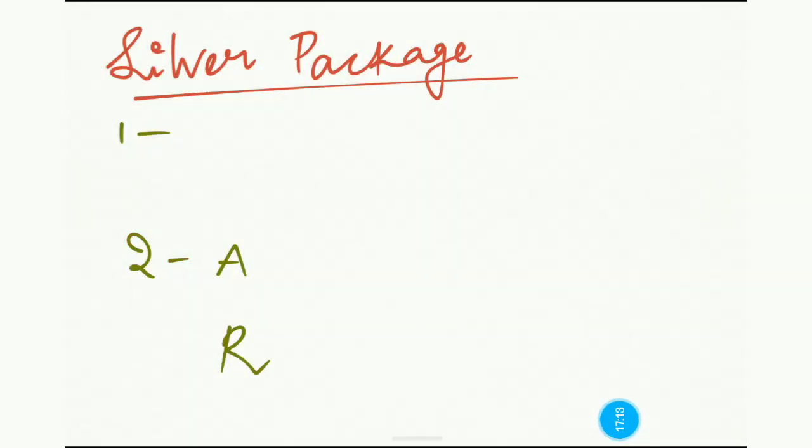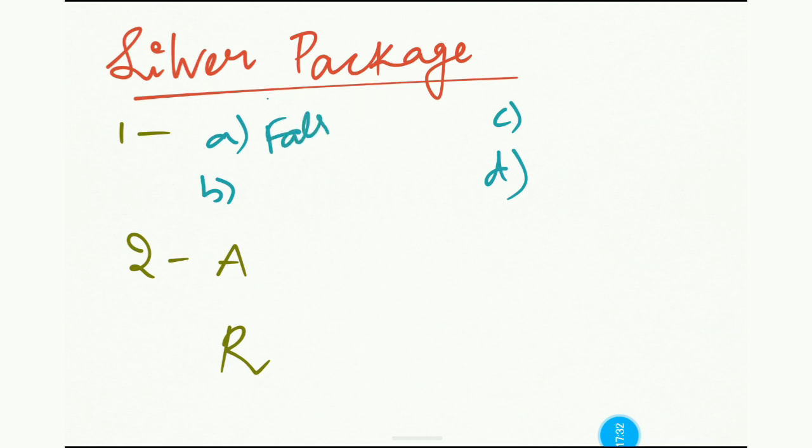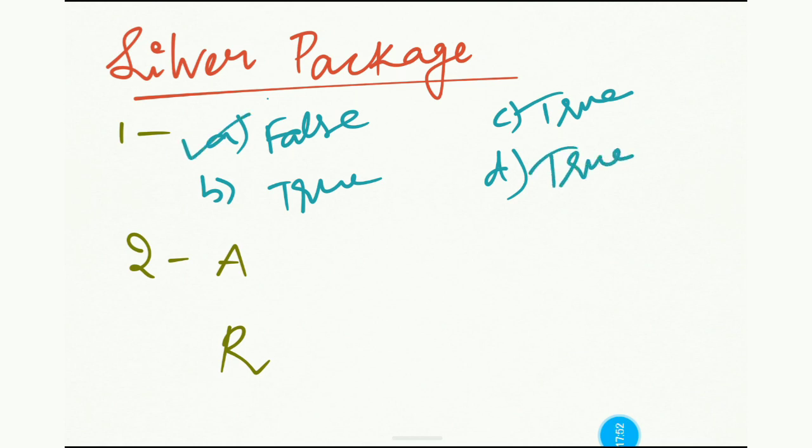Okay. Next, we shall see the silver package. Among the following, the false statement. First, look at statement 1. The statement states that a vector has only magnitude but a scalar has both magnitude and direction. The first statement itself is a false statement. Next, B. Distance is a scalar quantity but displacement is a vector quantity. True. Momentum, force, torque are vector quantities. True. Mass, speed and energy are scalar quantities. That is also true. So they are asking for the false statement. So A is the answer.